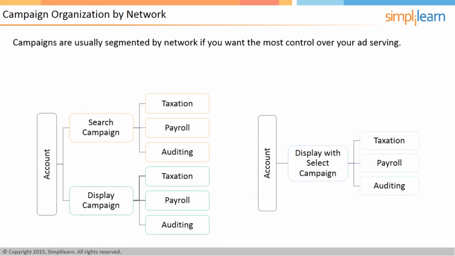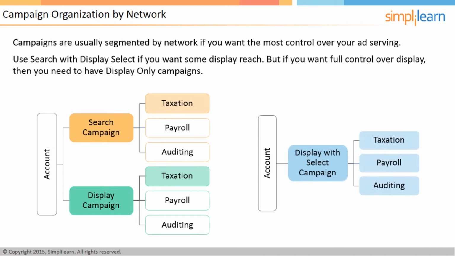Campaigns are usually segmented by network if you want the most control over your ad serving. So for instance, you could have a search campaign about taxation and then a display campaign about taxation. That would let you control how your ads are served on search and how your ads are shown across the display network individually for that same theme.